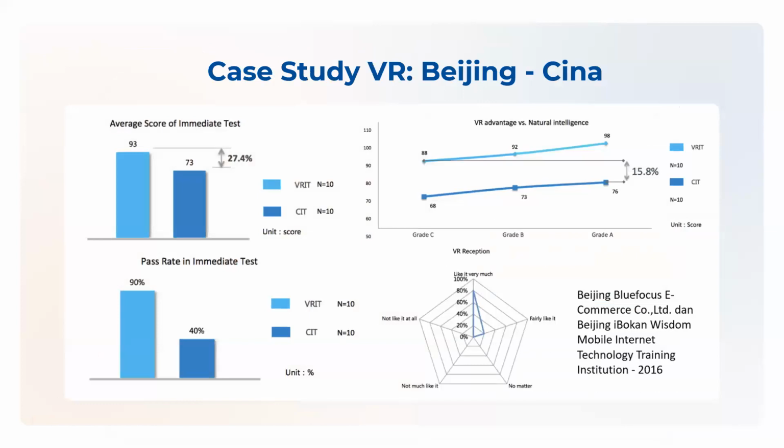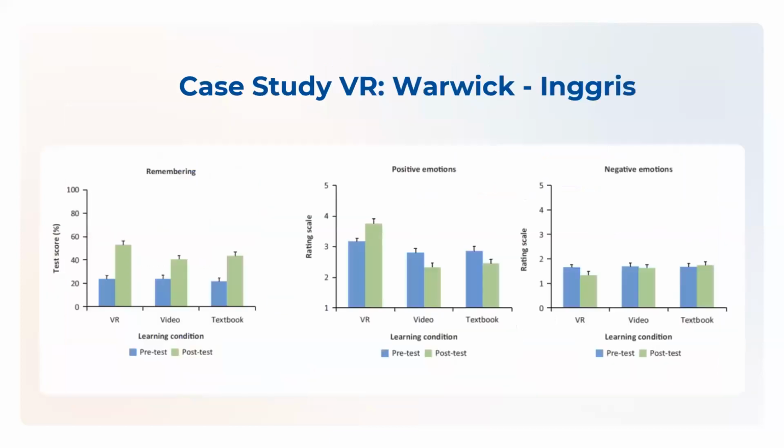And this is an example case study of virtual reality in Beijing, China. So virtual reality has several impacts, such as increasing the average score of immediate tests, based on this use case. For the next, we have an example from Warwick, England. Virtual reality can increase remembering more than video and textbook, increase positive emotion more than video and textbook, and decrease negative emotion compared to video and textbook.